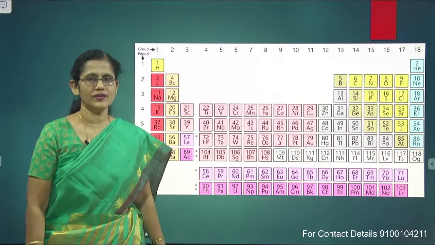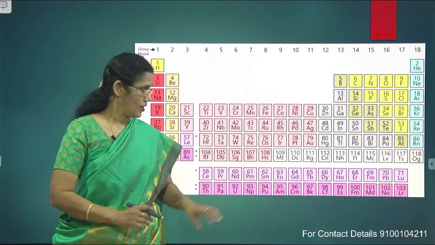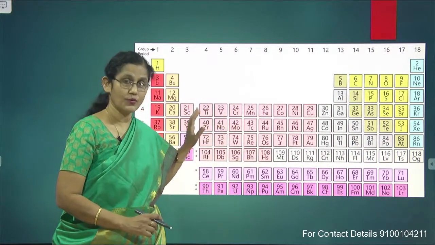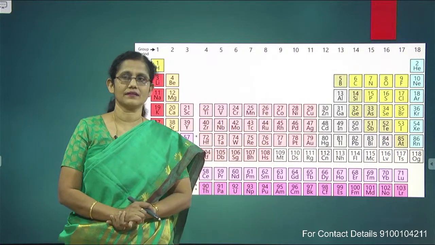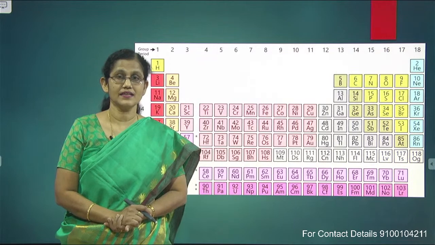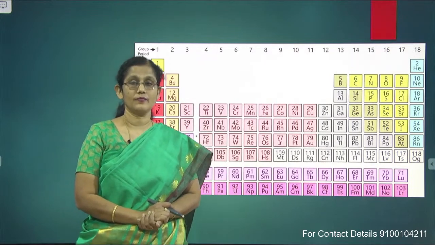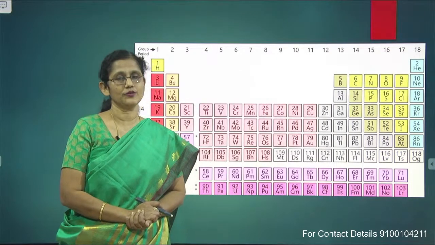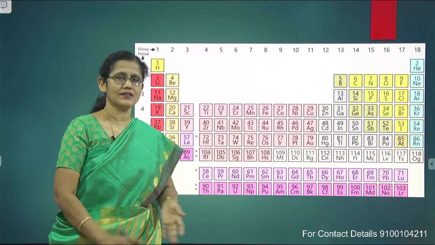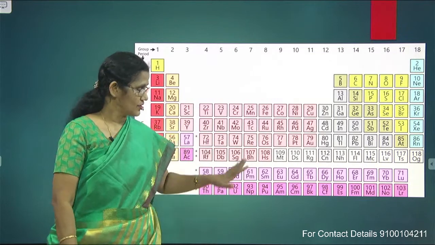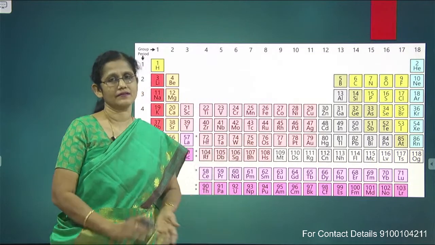So, in this periodic table, what are periods? Horizontal rows. What are groups? Vertical columns in this periodic table. How many periods are there? 7 periods. How many groups are there? 18 groups.